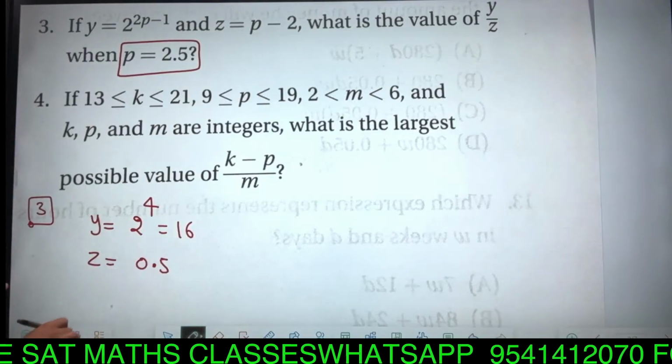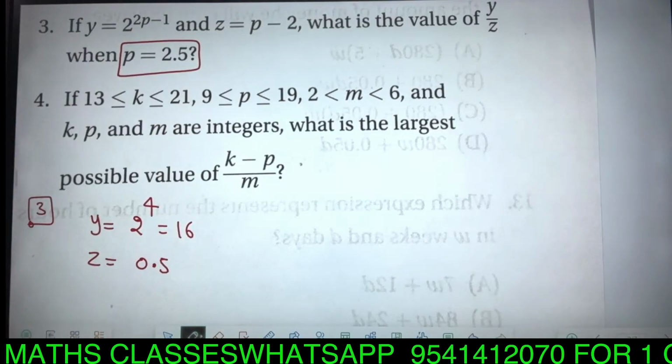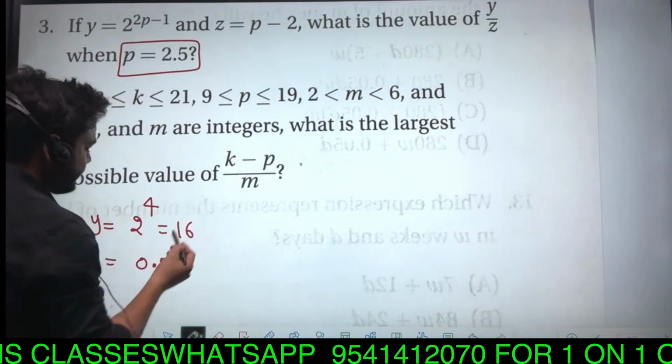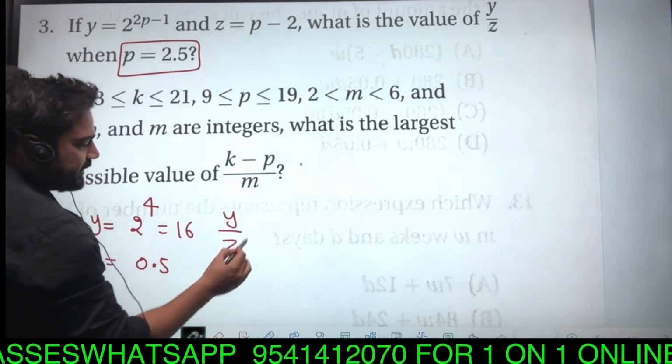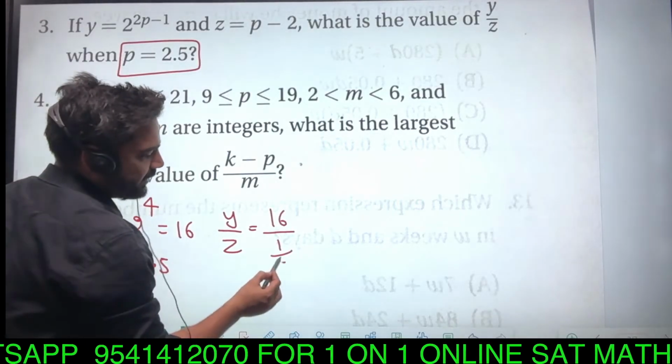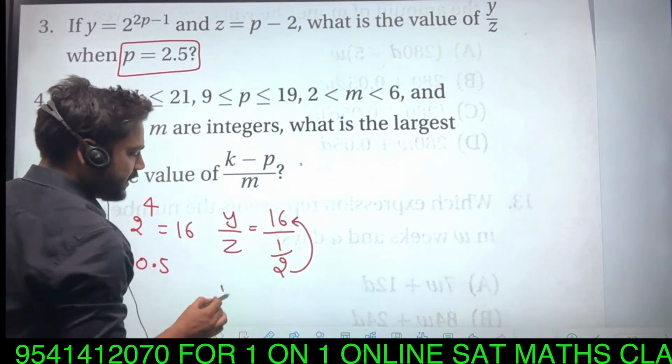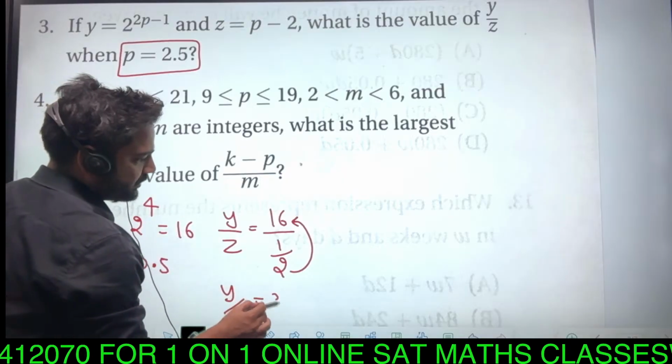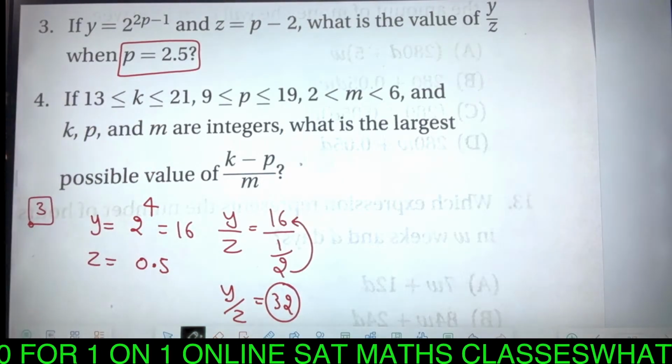Okay, y is given, z is given. Now we have to find the value of y upon z. Then y by z is 16 by 0.5. And now what is 0.5? 0.5 is 1 by 2. This 2 will go this side. It will be y by z equal to 32. Okay, the answer will be 32.